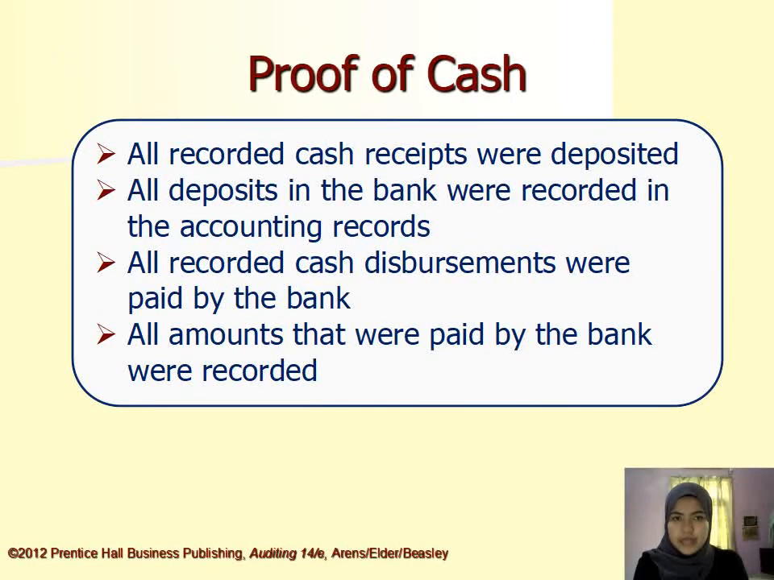Okay, second is proof of cash. Proof of cash is sometimes prepared by the auditor when the client has material internal control weaknesses in cash. So, the auditor uses proof of cash to determine whether all the recorded cash receipts were deposited or not, all the deposits in the bank were recorded in the accounting records, all recorded cash disbursements were paid by the bank, and last, whether all the amounts that were paid by the bank were recorded or not.